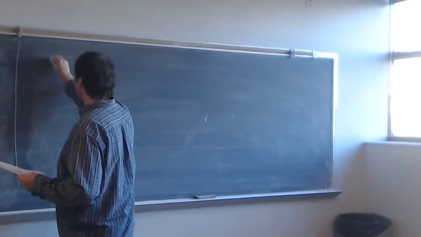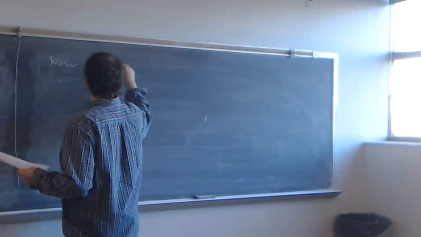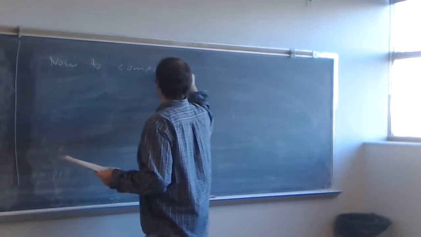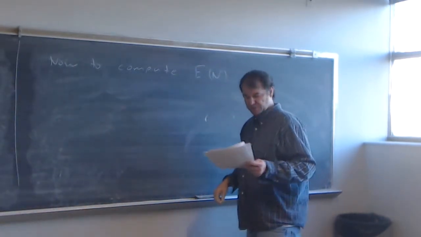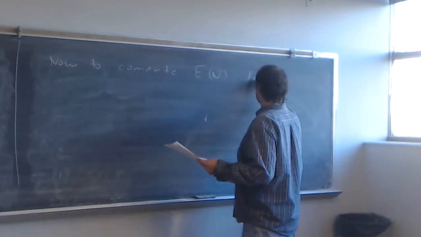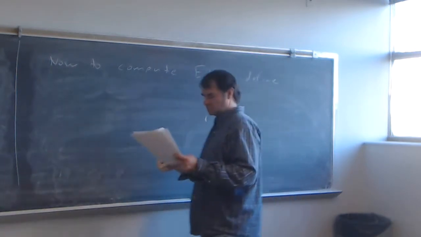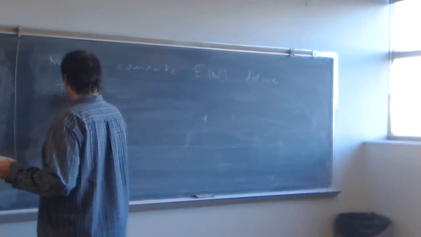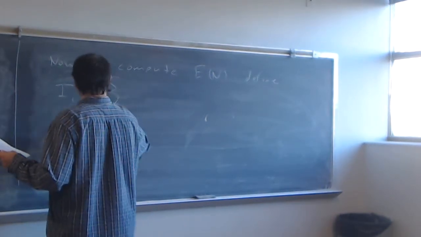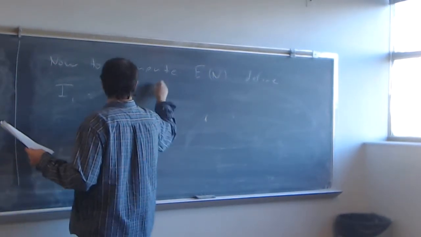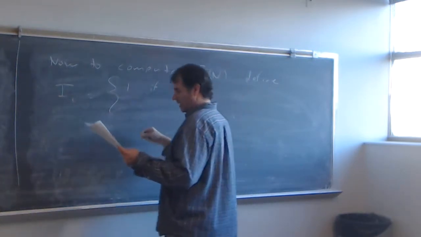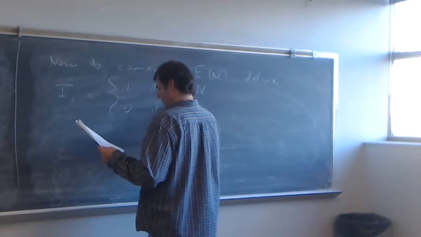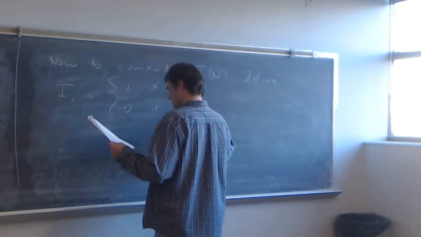Okay, now to compute the expected value of n, we're going to use an indicator random variable. So we define I sub I to be equal to 1 if I is less than or equal to n, and 0 if I is greater than n.